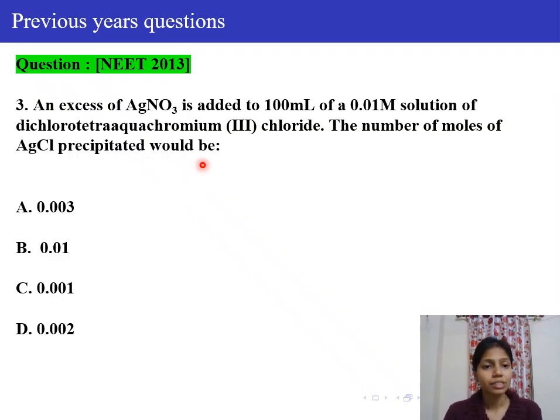Here again you can see another NEET question: excess silver nitrate is added to 100 ml of 0.01 molar solution of tetraaqua chromium chloride. The number of moles of AgCl precipitated would be? This question is also from the same concept, how many moles of silver chloride, but the mole concept is also integrated in this question. So from this concept of Werner's experiment, the question can be formulated in so many different ways. The same question comes in alternate years, just in a different way.